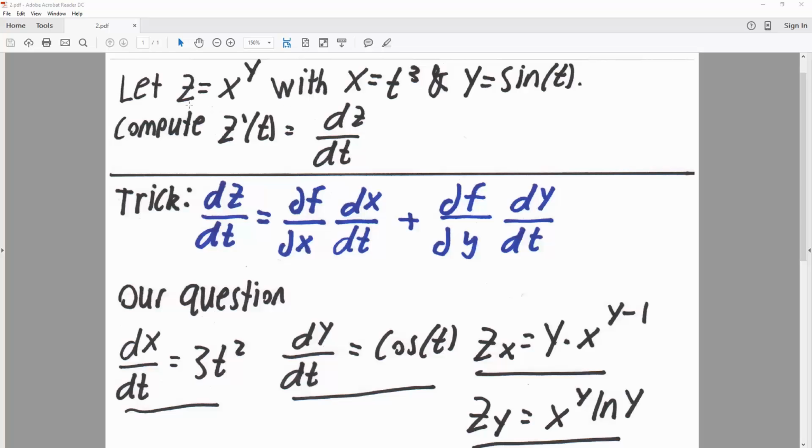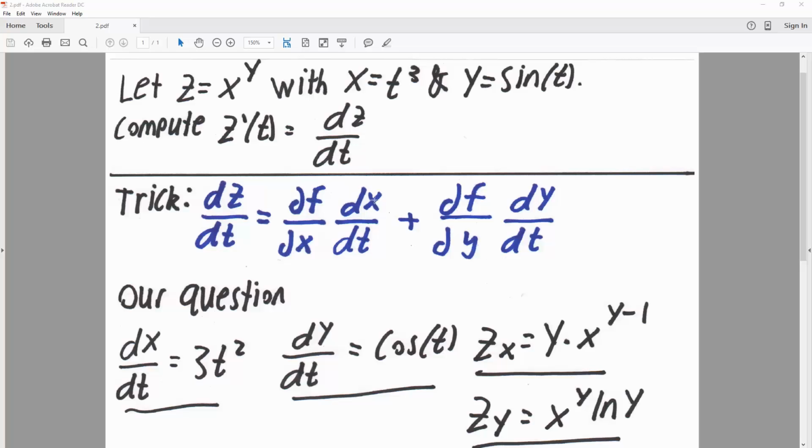Okay, in this problem we have z is equal to x raised to y, where x is t cubed and y is sine t. And we want to compute the derivative of z. And in this problem we'll use this trig formula in order to solve it. So we can say that the derivative of z is equal to this.